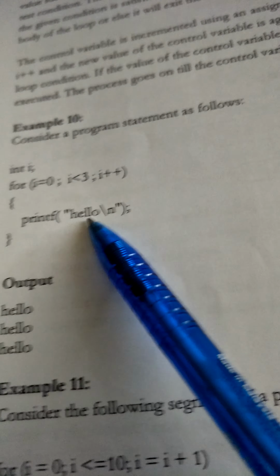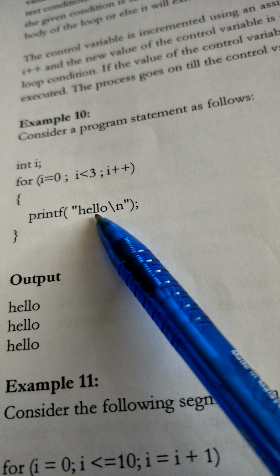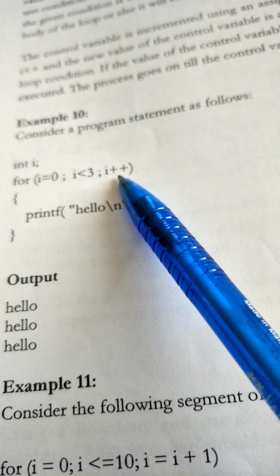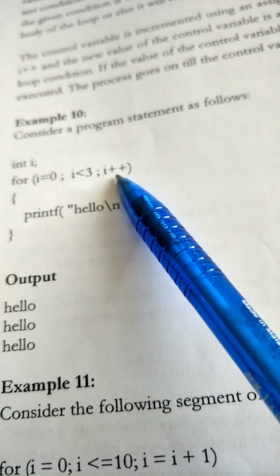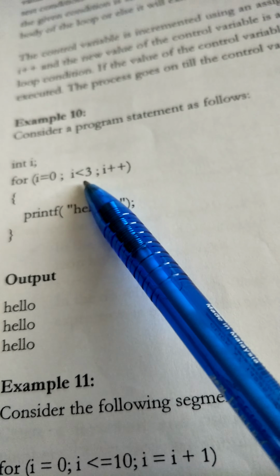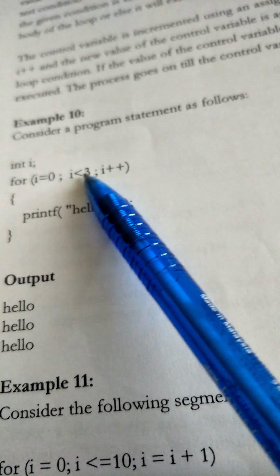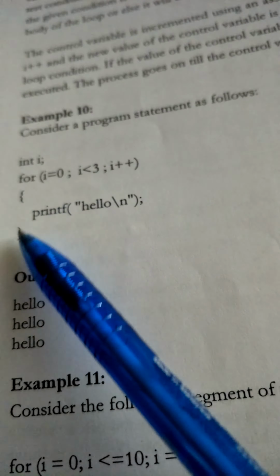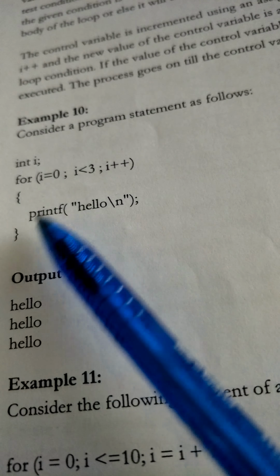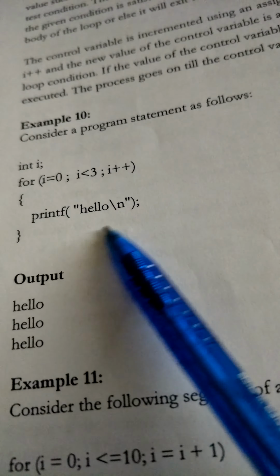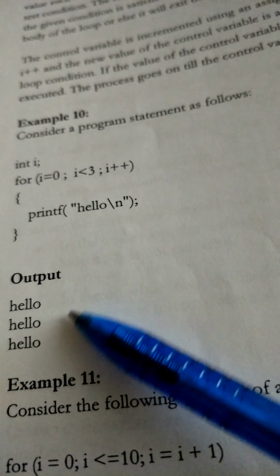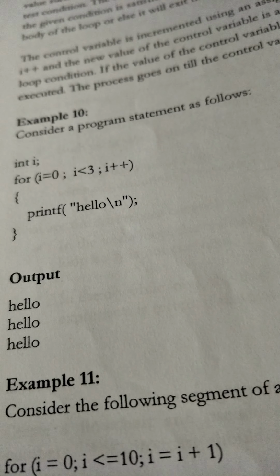Print hello for the third time, and then increase I. 2 plus 1 is 3, so 3 less than 3, which is not true. Once the condition is false, it goes out of that loop. So in this case the hello will be printed 3 times. You can see here 3 times. So that's the output.